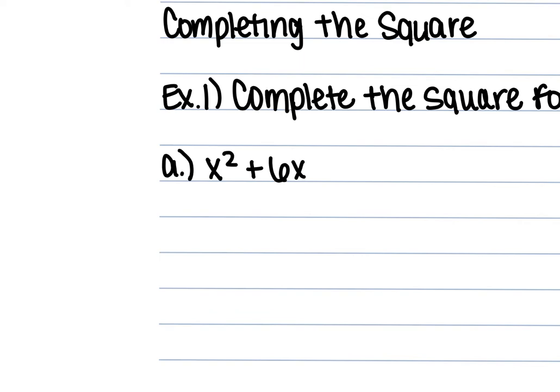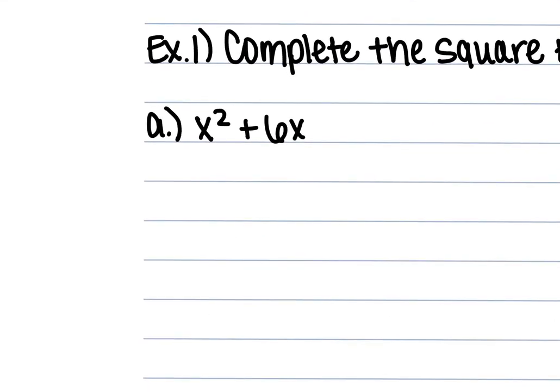Let's identify our A, B, and our C. We've got x squared plus 6x. Our A is equal to? 1. Our B is equal to? 6. And our C is equal to? 0. Okay? Can we use completing the square here? Yes. Why? Because A equals 1 and C equals 0. A is 1, C is 0.